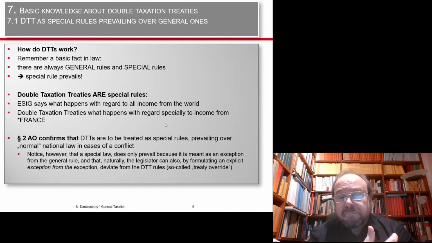So tax the worldwide income according to the rules in the ESTG. Exception, if it's something from France, follow the rules in the DTT France. Exception from the exception. If now there is a very special case, which we now describe in that more special rule, then please follow our very special order, the exception from the exception. Legally, that's possible. Then you deviate from what you promised to the other state.